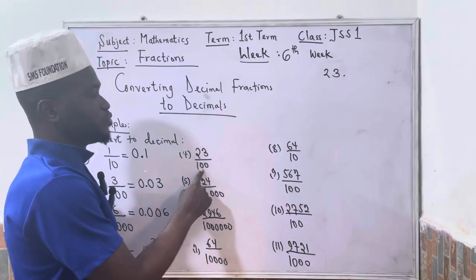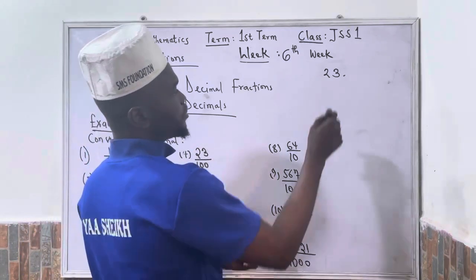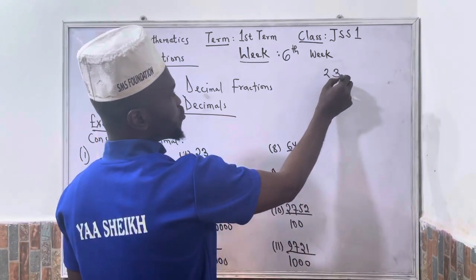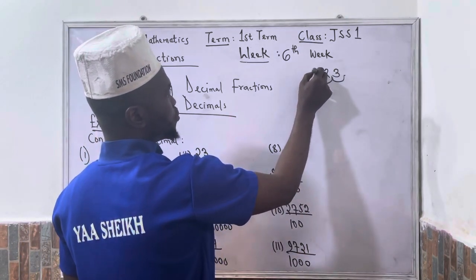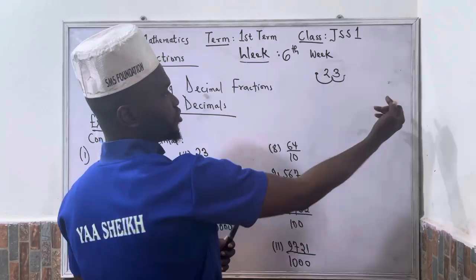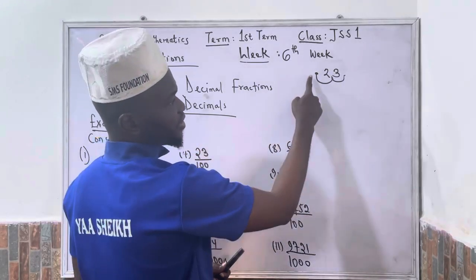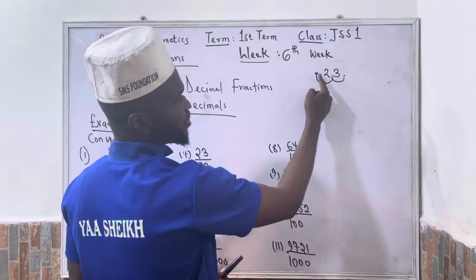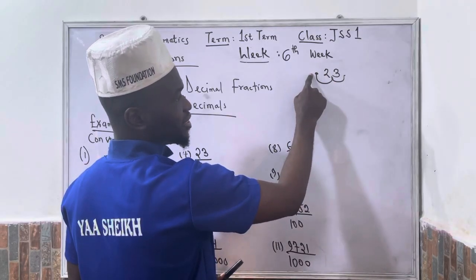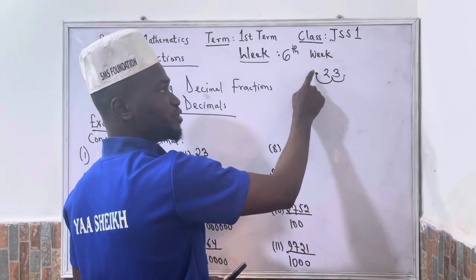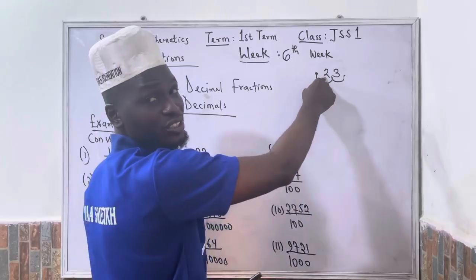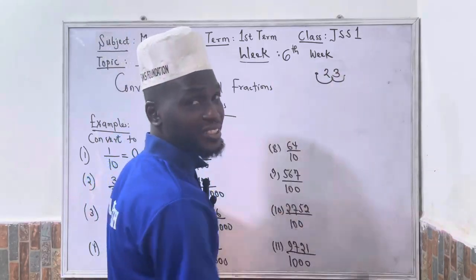Now, because I have 2 zeros at the bottom, I will just move my point twice: 1, 2, in this direction. You will observe that the next thing after the decimal point, this new position of the decimal point, is just the 2. There is no empty space.